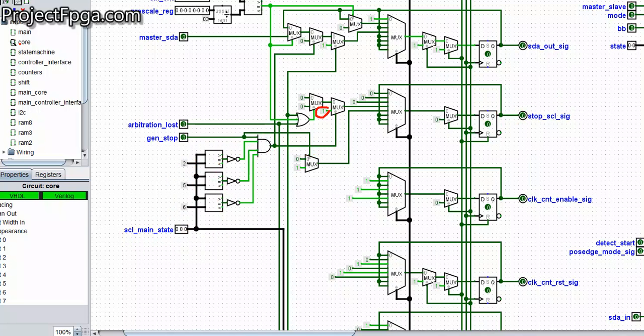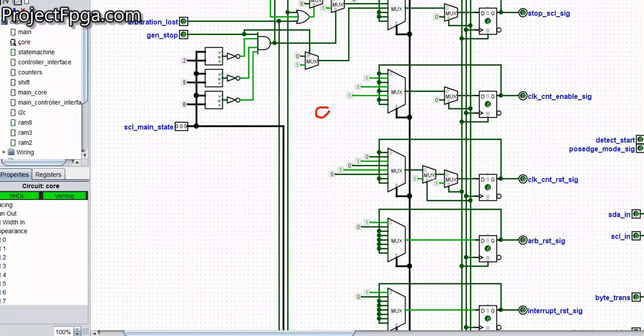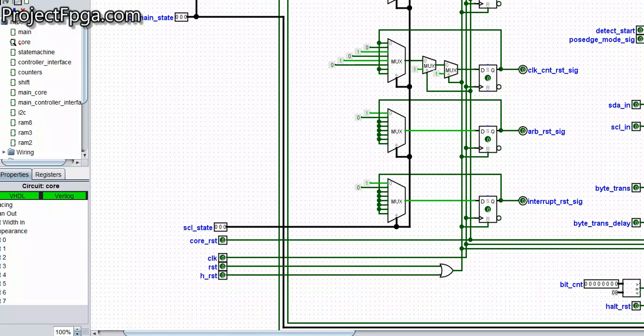Then clock count enable and clock count reset. The two are for the clocking. You can see how it goes when it sets it to 1 and when it sets it to 0. Then again, you can see it's being controlled from this SCL state. As usual, these three lines are for the clock and reset. Please, let's likewise take note of that also.